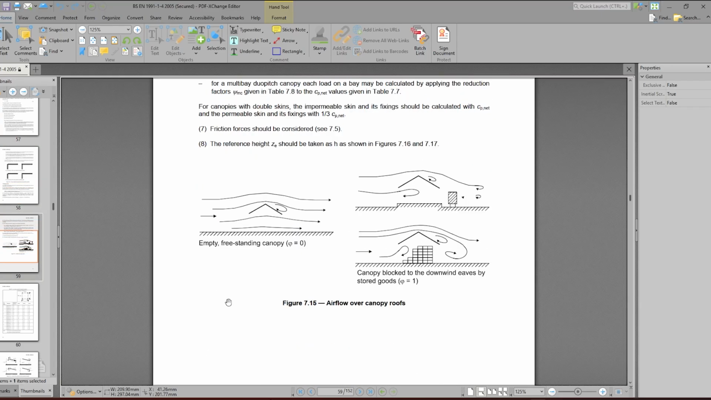The first parameter that needs to be considered is the degree of blockage. As it is shown here, the degree of blockage is defined from 0 to 1, where 0 means a completely empty freestanding canopy, unobstructed by anything underneath, and 1 means the canopy is fully blocked on the downwind eaves by various items. The engineer also has the option of interpolating between those values in their calculation.